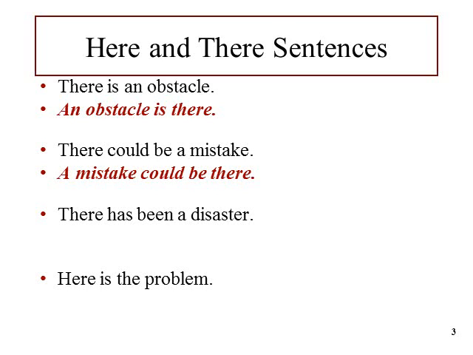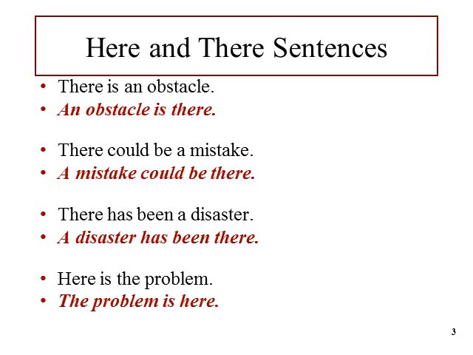Same thing with there has been a disaster. Following this rule, you would say a disaster has been there. And I know these are kind of wacky sounding sentences. I prefer when you write the sentence, you write it as there has been a disaster. But simply reordering them in this way helps us really get to the root of where the subject and the verb is. So in this case, disaster. And then here is the problem. The problem is here. The problem is the subject and is your verb.